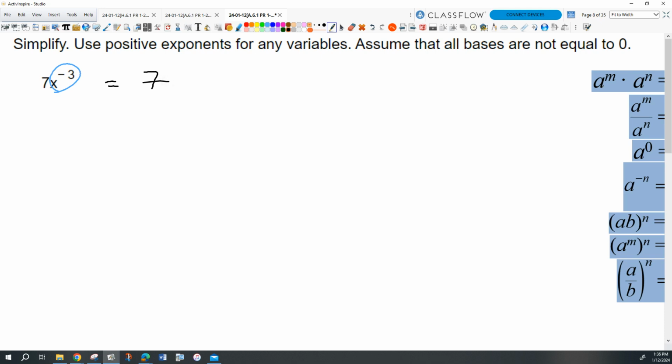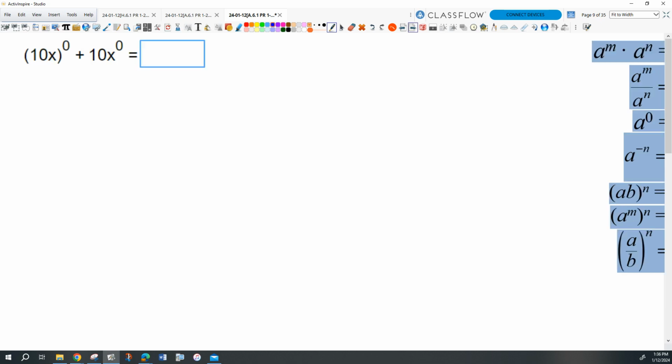Typically I want to write each term as just one fraction. So the 7 stays on top. What goes to the bottom? The x to the positive 3. So that's my answer. Okay, make sense? No big deal. All right, try something like the next one.